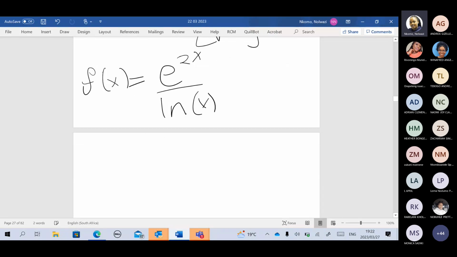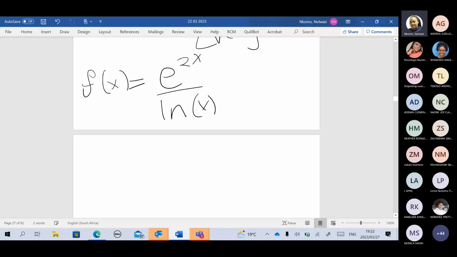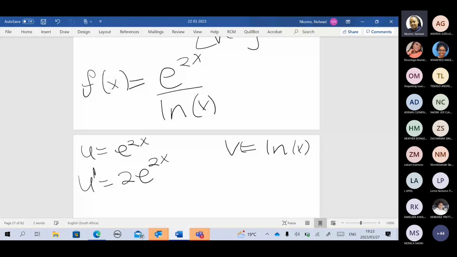Okay, you identify your u and v. You say u equals e to the power 2x and v equals ln x. If u equals e to the power 2x, you need u prime. U prime would be 2 e to the power 2x. And if your v is equal to ln x, your v prime would be 1 over x. Right.